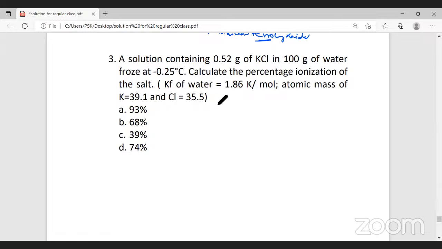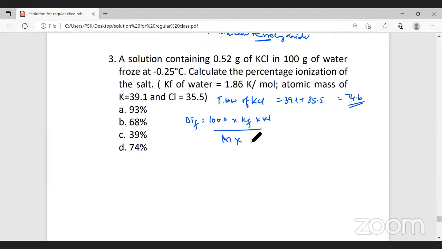Firstly, we will calculate the theoretical molecular mass of KCl. It will be 39.1 plus 35.5, which is equal to 74.6. This is the theoretical molecular mass. Now, this is based on freezing point, so we will calculate the experimental molecular mass. For freezing point, m equals 1000 into Kf into w divided by delta Tf into W.